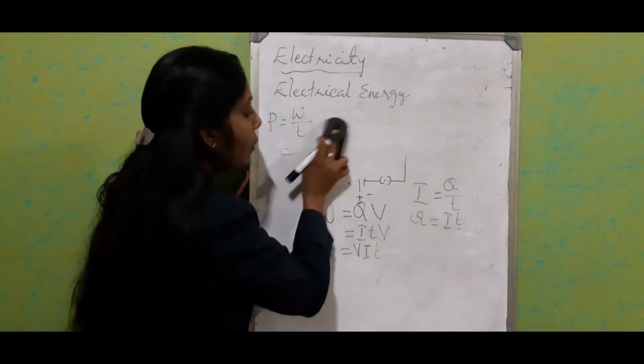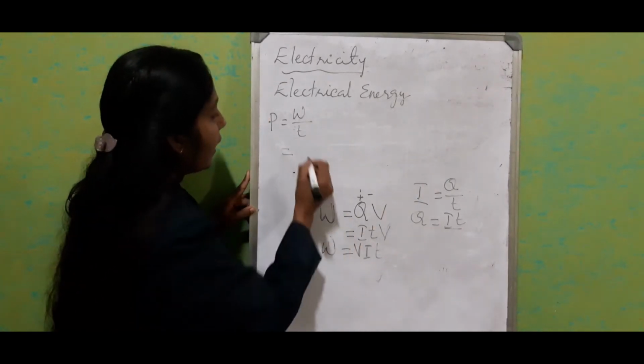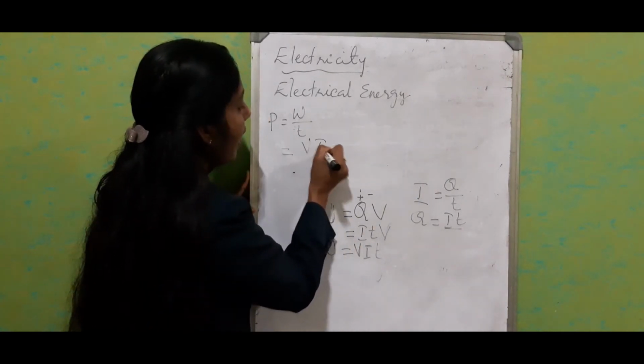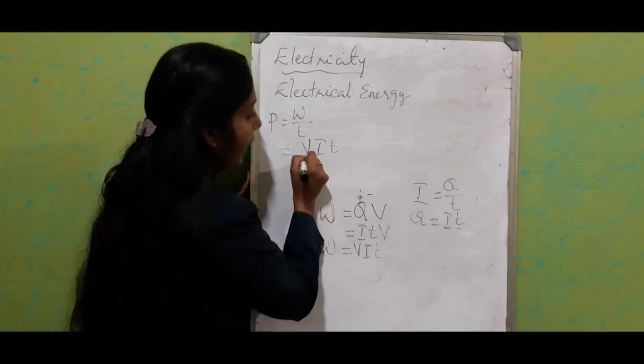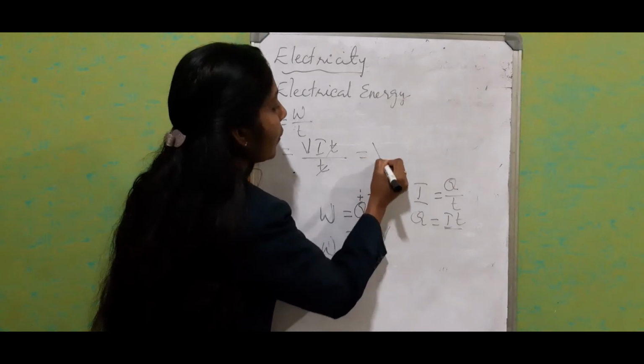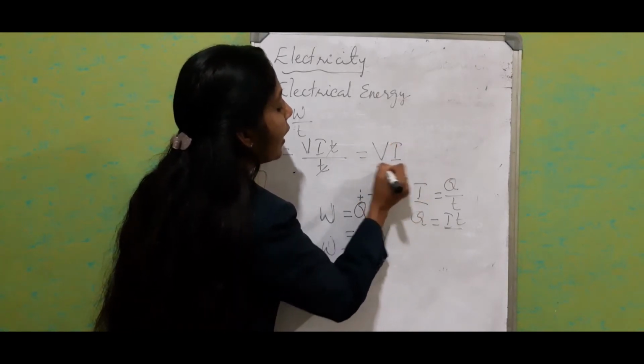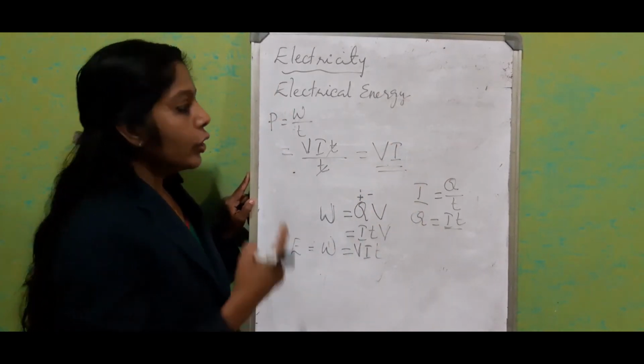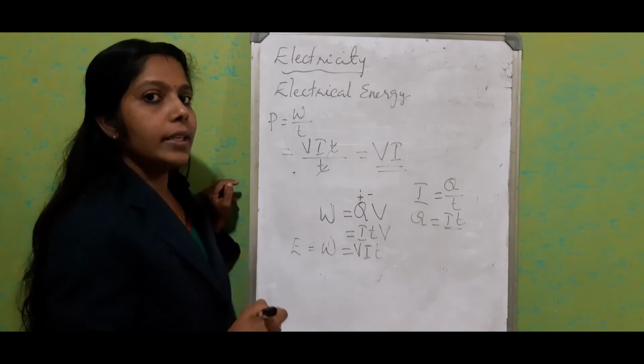Work done is equal to VIT, again divided by T. So power is equal to voltage into current.